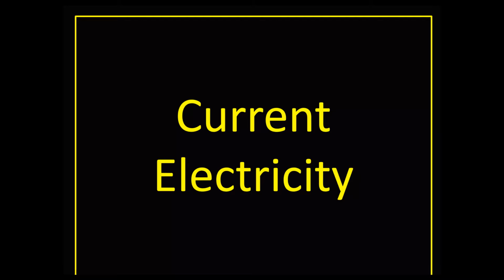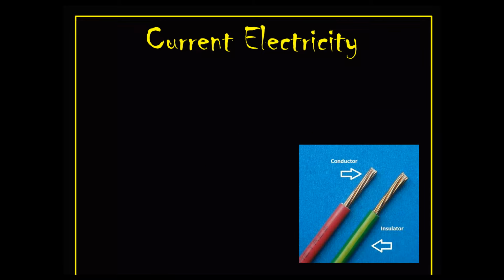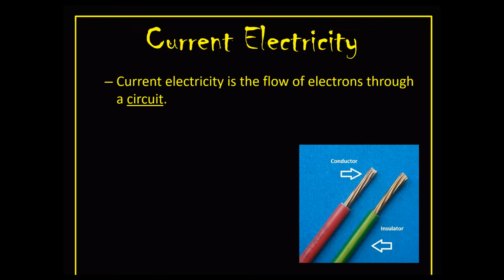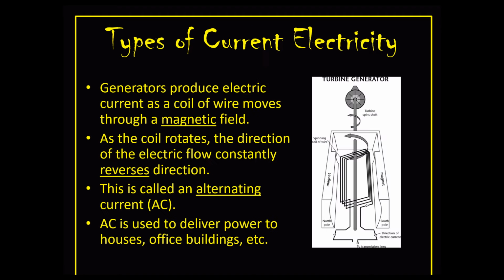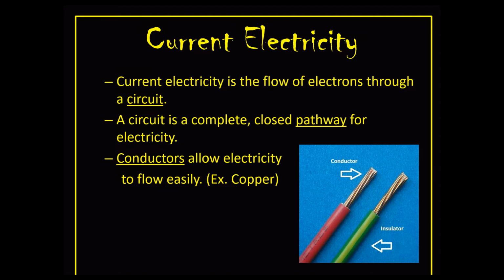All right, let's jump into current electricity. We just talked about static electricity, and now we're going to look at current electricity. I'll give you just a second to fill in your notes here, but current electricity is the flow of electrons through a circuit. We've mentioned that earlier. We do know a circuit is a complete closed pathway for electricity to flow, and we know that if that circuit is not complete or not closed, then electricity will not flow.